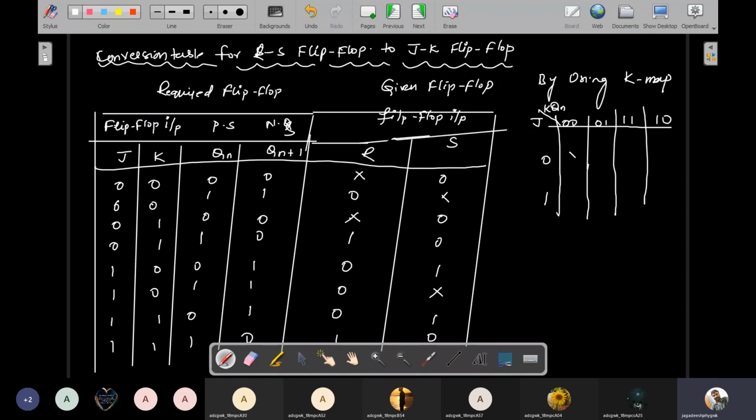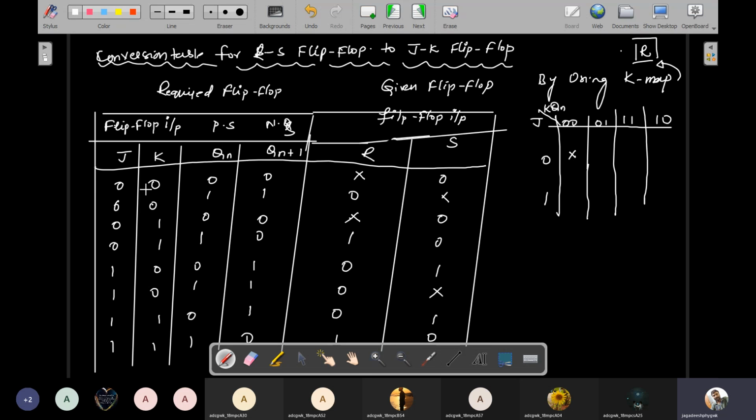So therefore, from all zeros, the R value. Right now I use the K-map for the R input. Okay, K-map for R input. So see, all zeros.